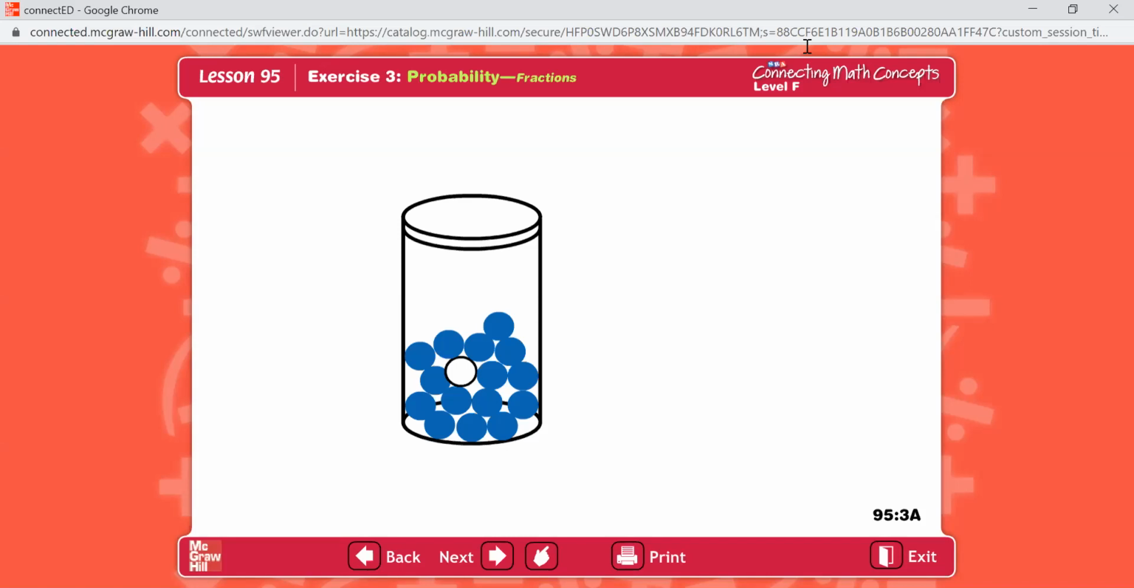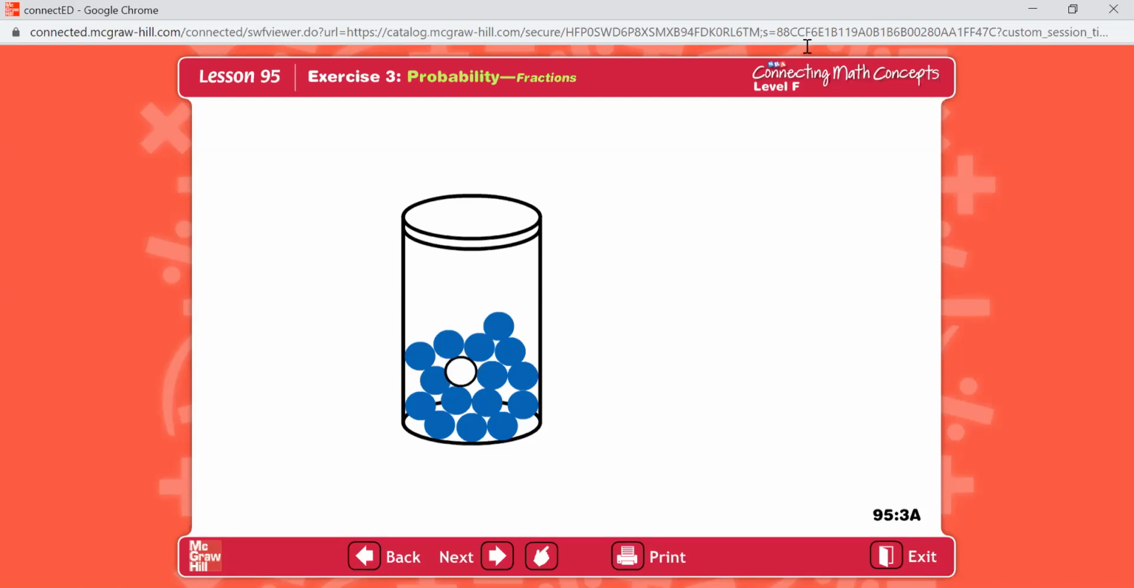Is it possible that you could pull out the white marble? Yes, there is a chance, it is possible that you could pull out the white marble. But is it more probable that you'll pull out a blue marble? Yes, it's more likely that you'll get a blue marble. There are way more than there are white.